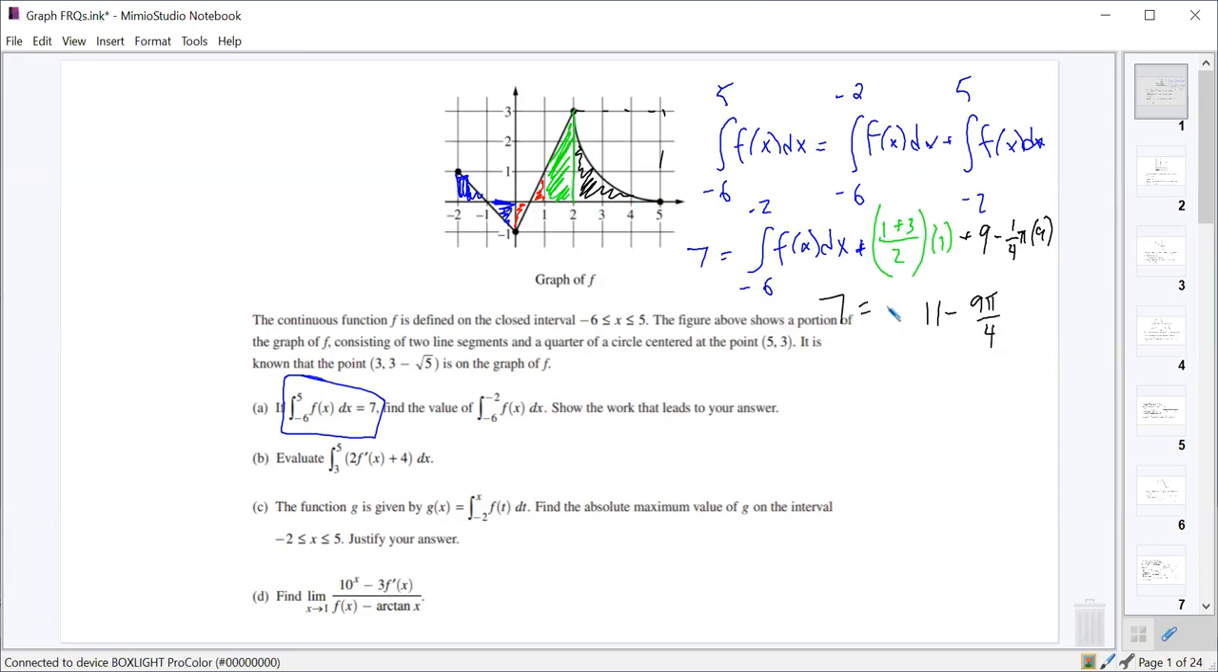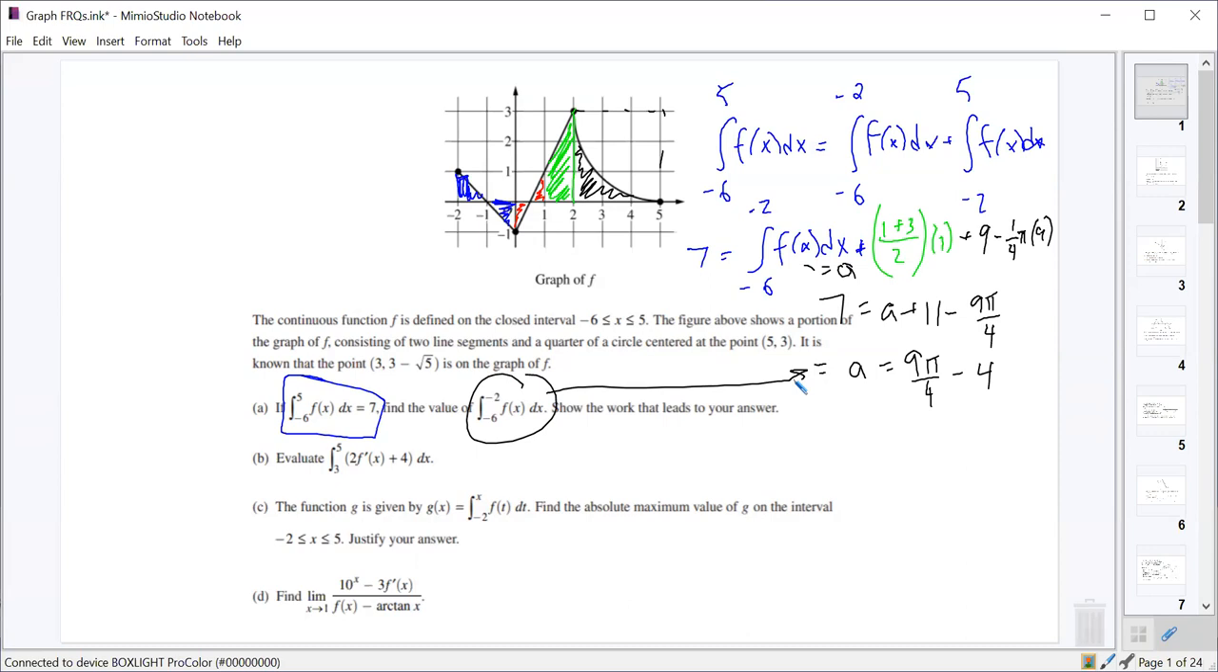7 equals A plus that. I'm just going to call it A, so I don't have to write it again, just to make my life easier. All right, so that value of that integral should be what? 9 pi over 4 minus 4. Yeah, that's our integral from -6 to -2.